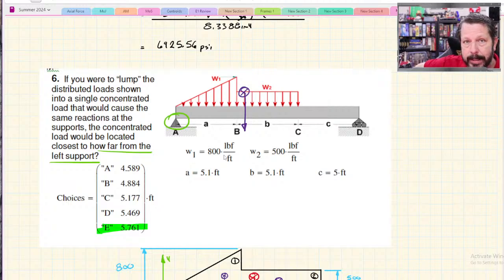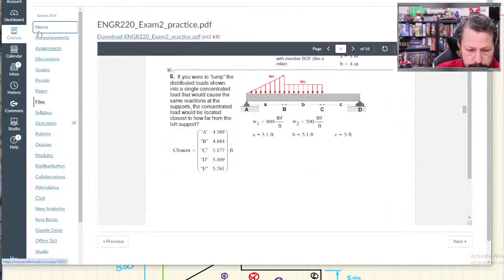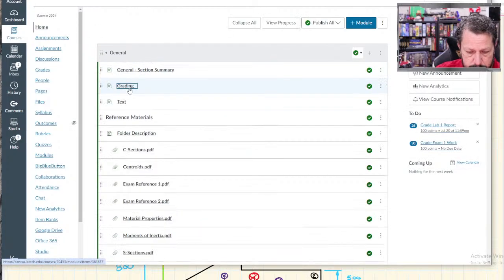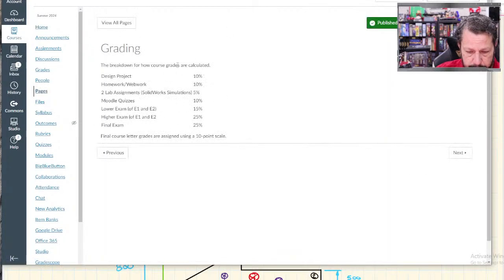Remember that on the way the final grades are calculated, of exam 1 and 2, the one you do worse on is a smaller percentage. You might have to go back and look at, I assume it's in the general tab. I don't actually remember where I put it. Grading. Yeah. So the lower one is only 15%. The higher one, the one you did better on, is 25%. Final exam, exam 3, is 25%.